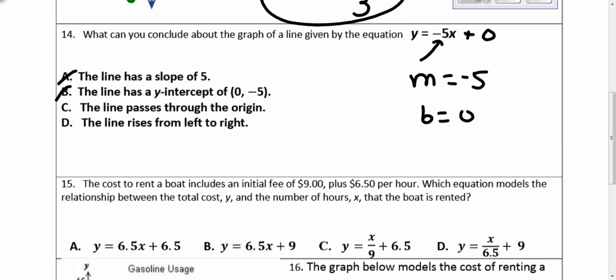The line passes through the origin. The line rises from left to right? It doesn't rise from left to right. It goes down from left to right. Yes, it goes through the origin. This is a direct variation, or a proportional relationship.